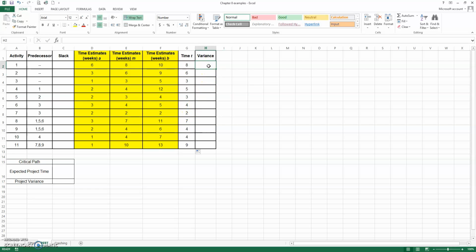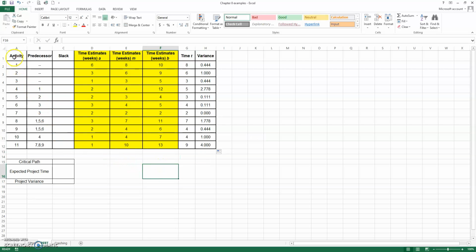To calculate the variance, we're going to look at the difference between the pessimistic and optimistic times, and we're going to divide by 6. And then we're going to square that value. We're going to first divide by 6, and then we are going to square that. And there is that variance for that activity. And we can drag this down. Those are the values you should be getting.